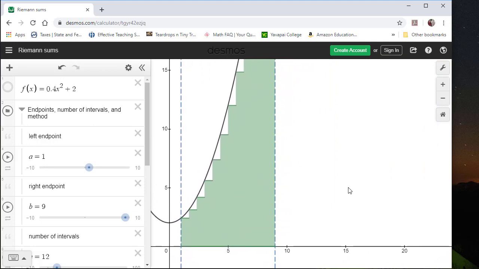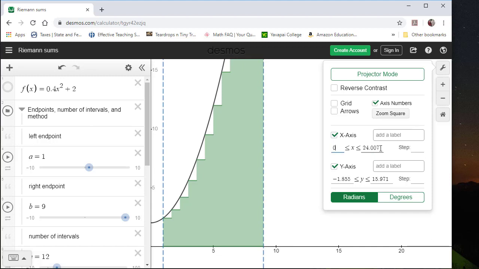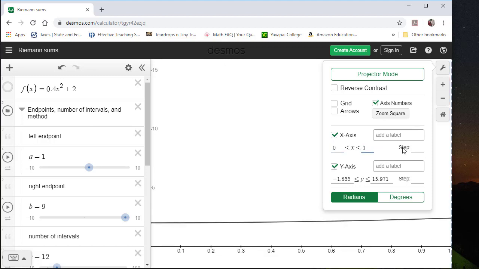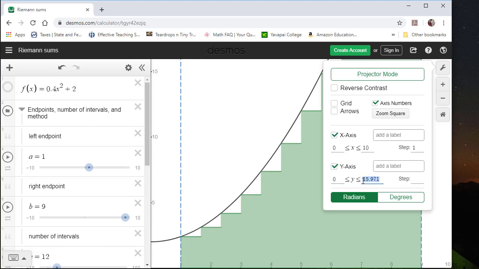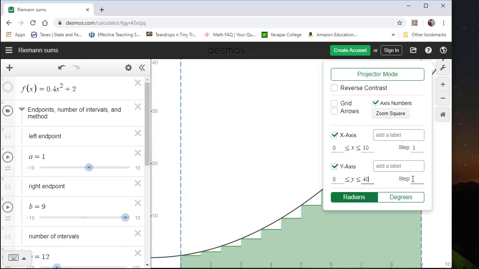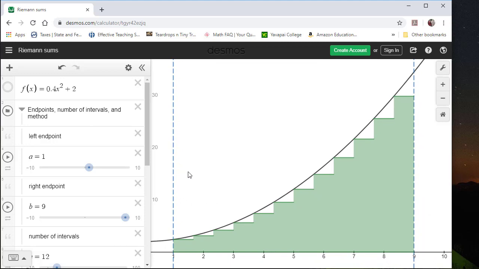And let me grab hold of this, bring it down here, maybe zoom out a little bit. And if I can't get it precisely the way I want, I can hit this monkey wrench here. Let me do my x-axis from 0 to 10 in increments of 1. And then the y-axis, let's go from 0 to 40 like we had before in increments of 10. Maybe move that up a little bit. And what you see right here is that area we were trying to do. However, it's for a lot of rectangles.